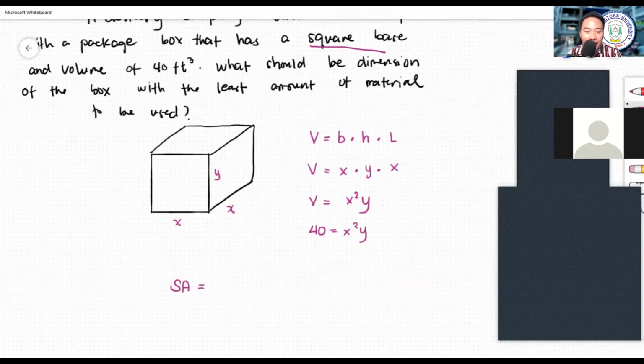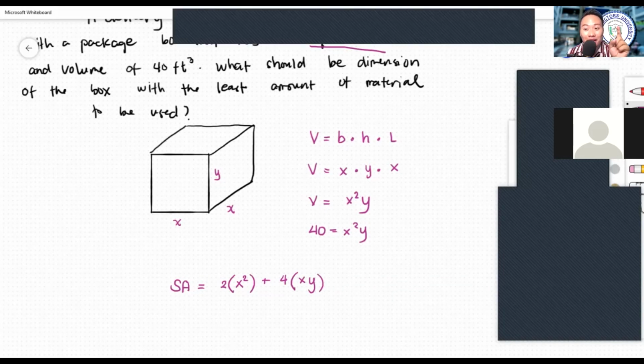So I'm going to write 2x squared plus 4xy. Did you get that formula? I'm going to do it element by element.